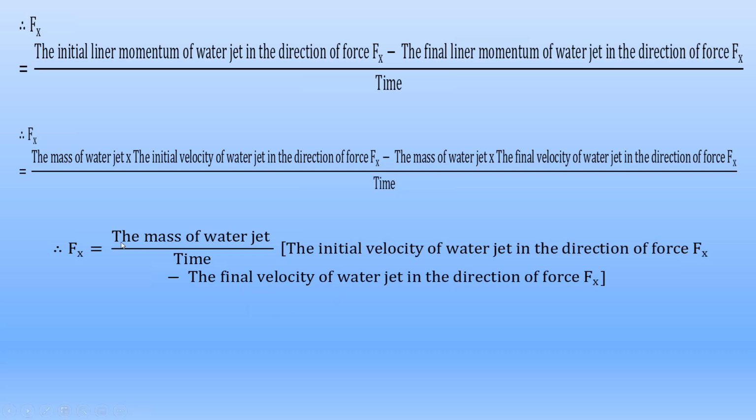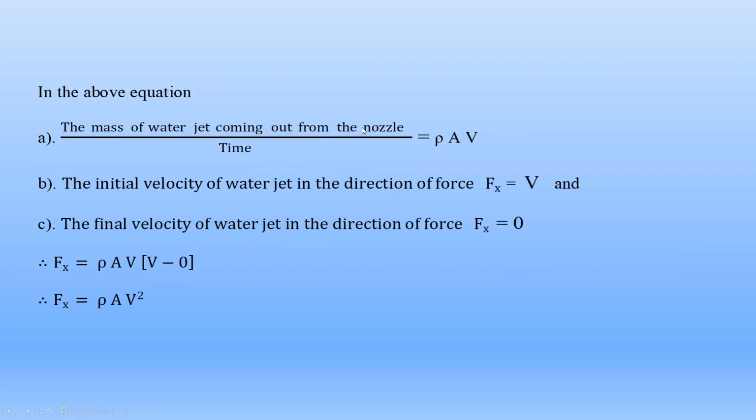Coming to the first term, the mass of water jet divided by time is nothing but the mass of water jet per second. We know that the mass of water jet per second is equal to rho A V. So in the equation for the force Fx, the mass of water jet coming out from the nozzle per second is equal to rho A V.